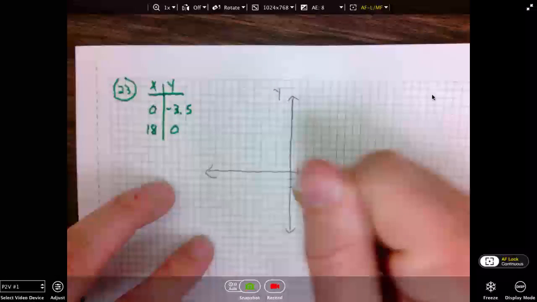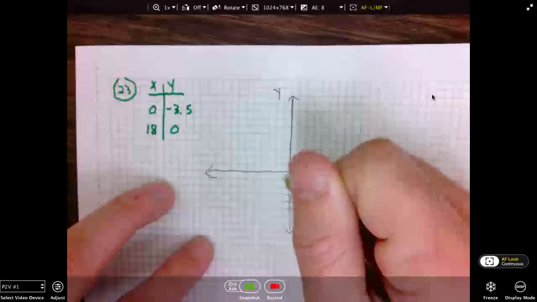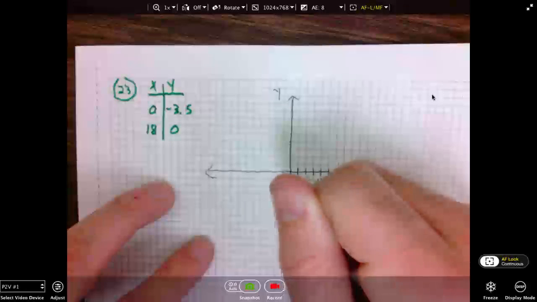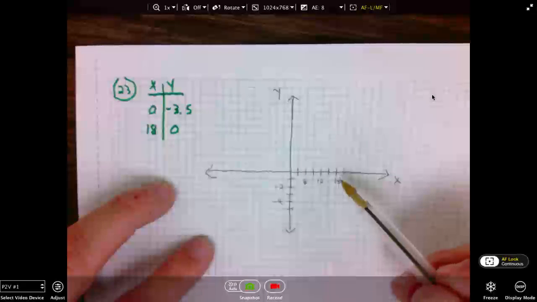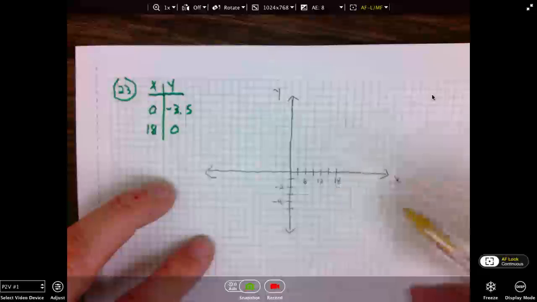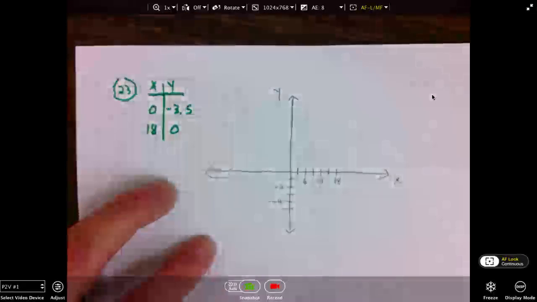Negative 1, negative 2, negative 3, negative 4, negative 5. You are not relegated to use 1s in either direction. You are not relegated to use the same scale in each direction. You should choose a scale that is beneficial for the numbers that you're trying to graph.